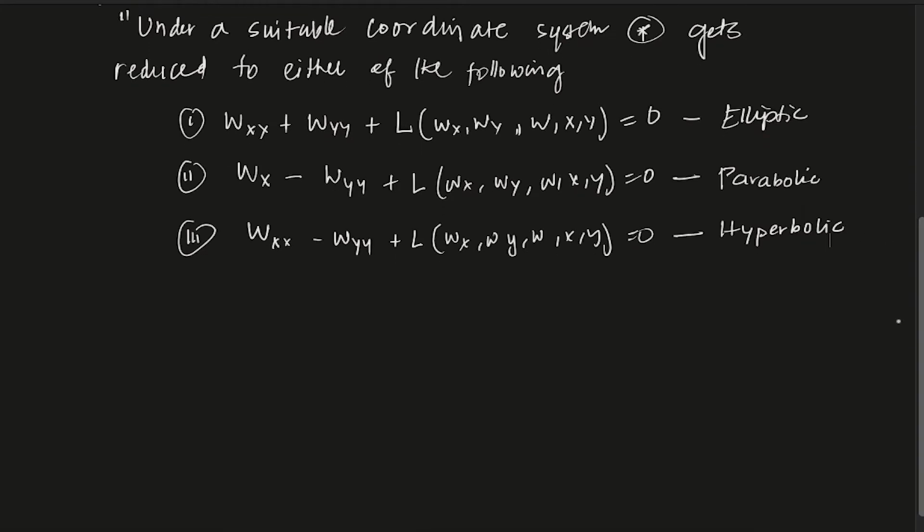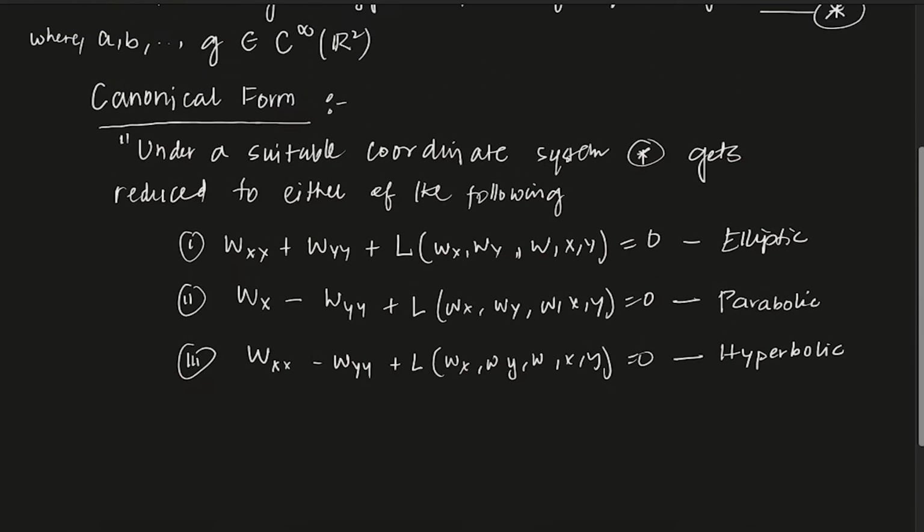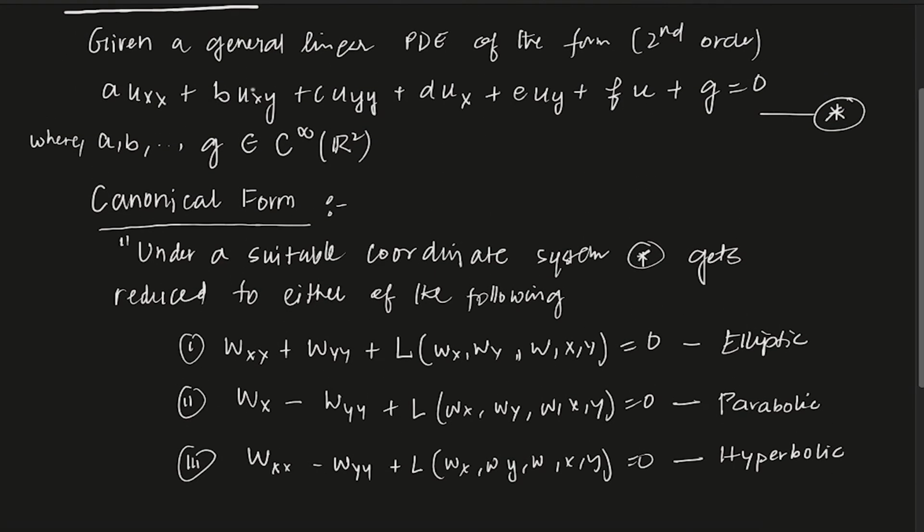Let me again recall what I am doing. Essentially, we have a linear second order PDE which looks like this, and all the coefficients are smooth. This is what we are assuming. What the canonical form does is, this is in some coordinate system x and y. You can change the coordinate system to u, v, but it does not matter; these are all just variables.